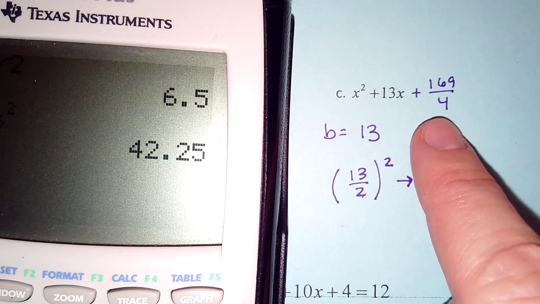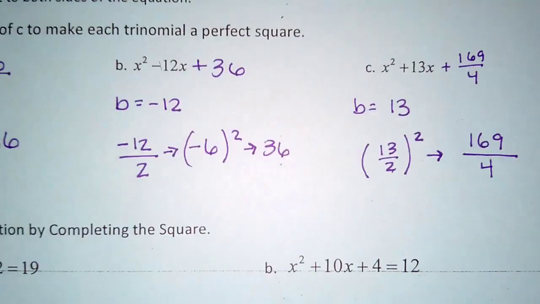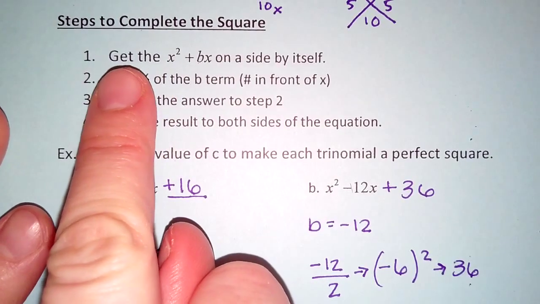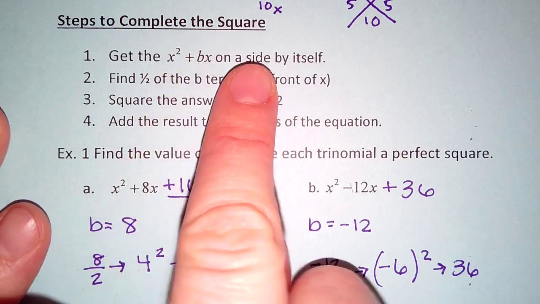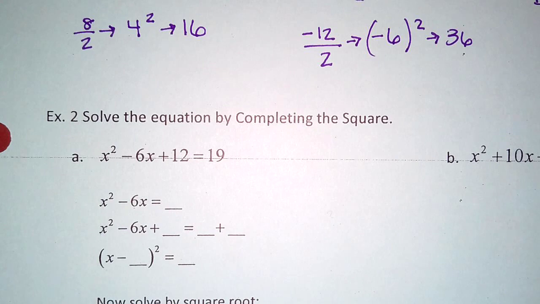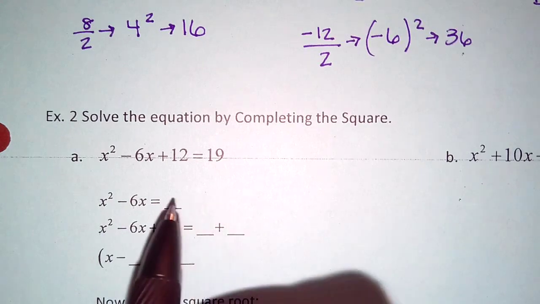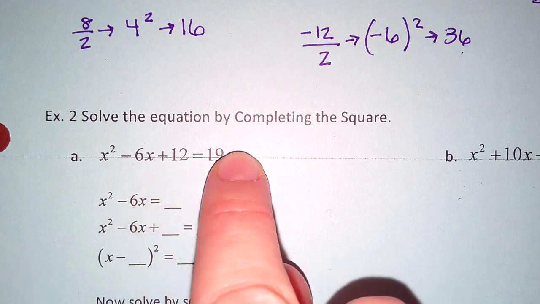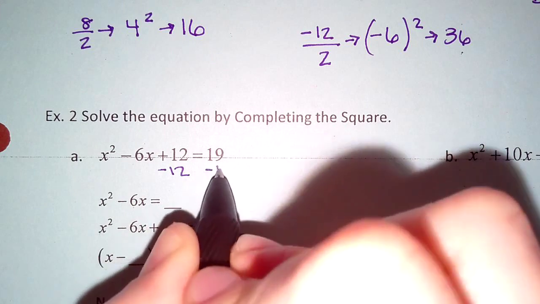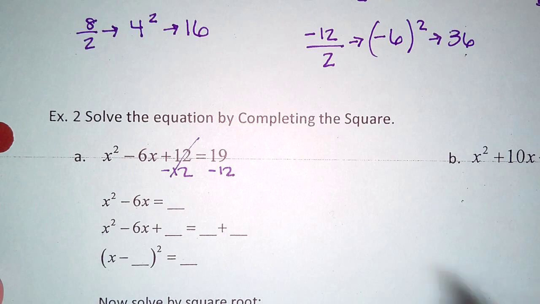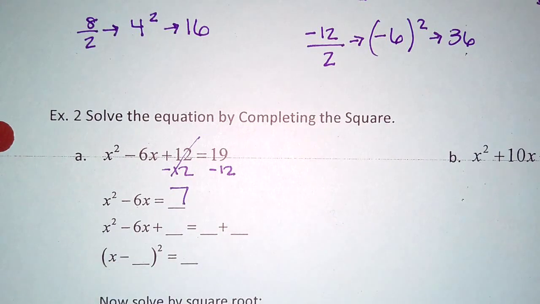Okay, so let's jump into our first example. Just like when we did factoring the first time, I left you blanks, so the steps are all here. It says get the x squared and the bx on a side by itself. Just like these ones, we started out with just the x squared and the bx. So I wanted to get this 12 to the other side. How do I do that? Subtract 12. So these would cancel. What's 19 minus 12? 7.